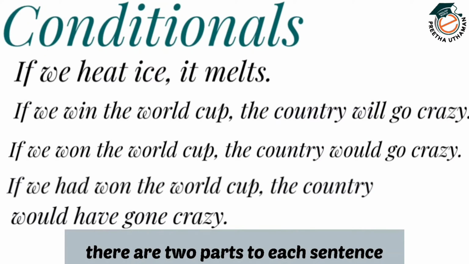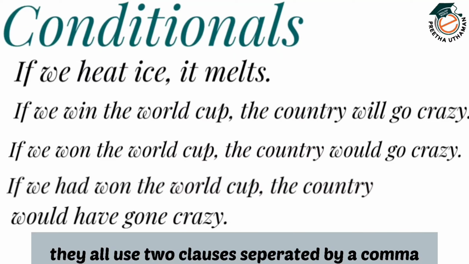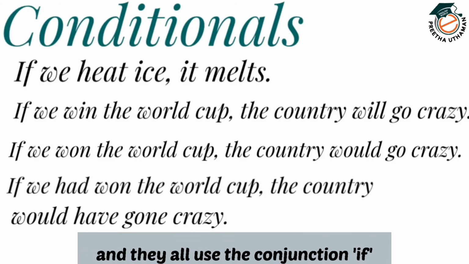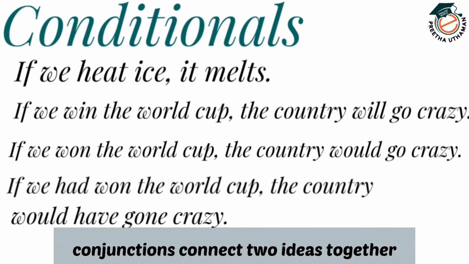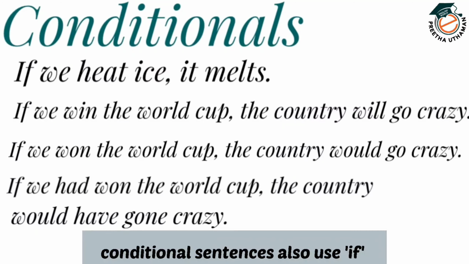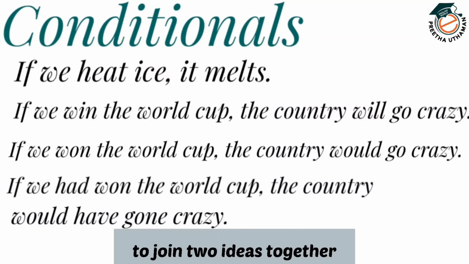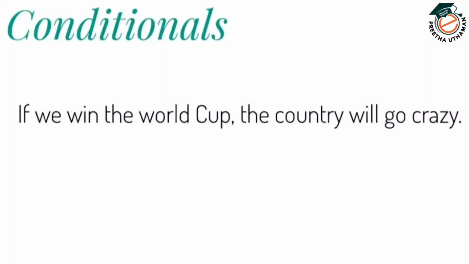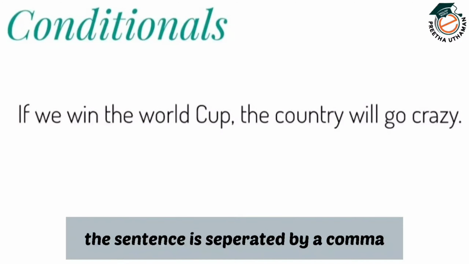You might have noted there are 2 parts to each sentence. They all use 2 clauses separated by a comma. And they all use the conjunction if. We use conjunctions to connect 2 ideas together. Here, conditional sentences also use if to join 2 ideas together. If we win the World Cup, the country will go crazy. The sentence is separated by a comma.